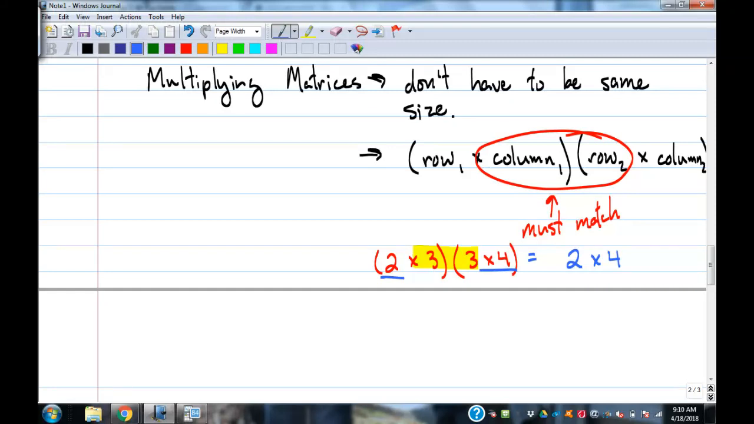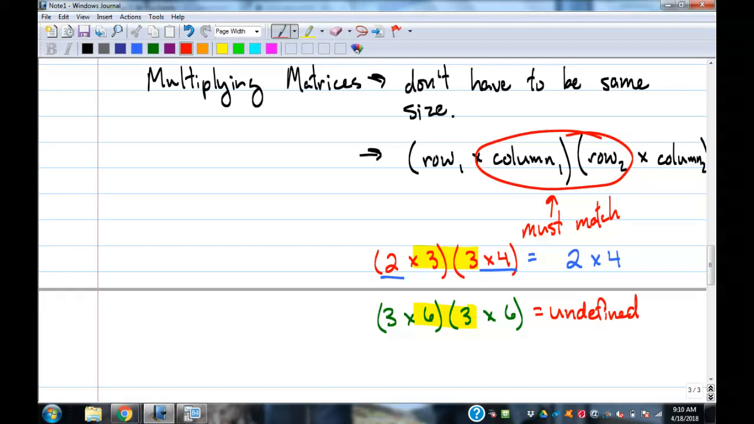Okay. If you had something like a 3 by 6 times another 3 by 6, these numbers in the middle don't match. So that means it's not possible to multiply those together. So you would write undefined. Okay, the columns from the left matrix have to match the rows from the right matrix for you to be able to multiply them.